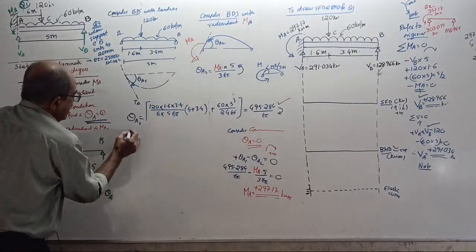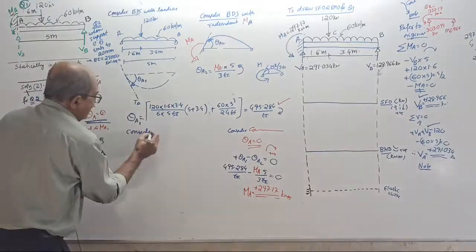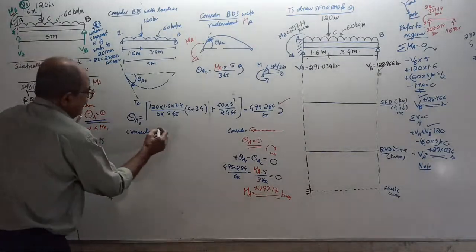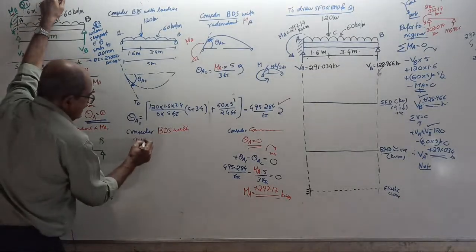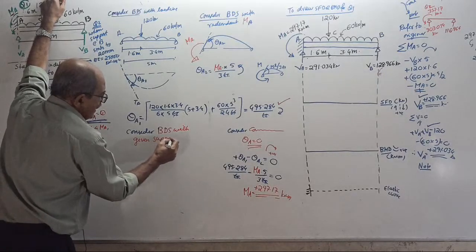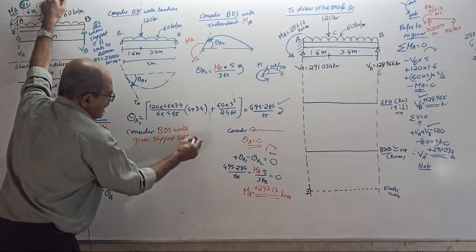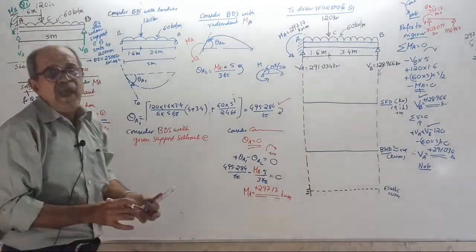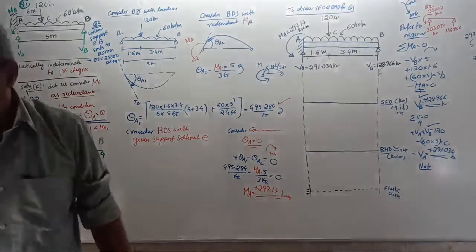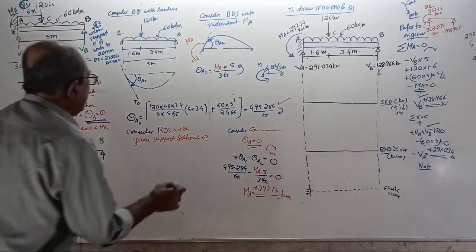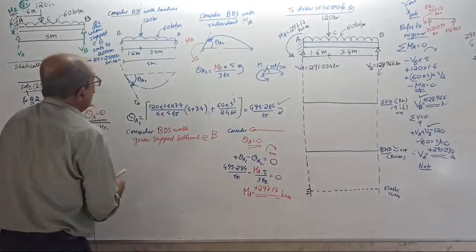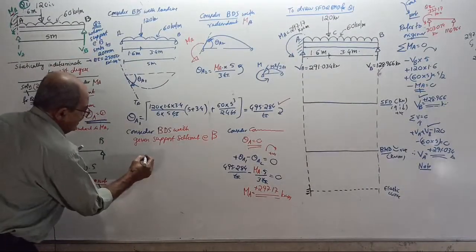Now, consider BDS. See, I will use red color. Consider your BDS, important BDS, with the given support settlement. Where is the support settlement? Not at A. Where is the support settlement? Support settlement not at A. At B. This is not a redundant point. So, your BDS is initially like this.